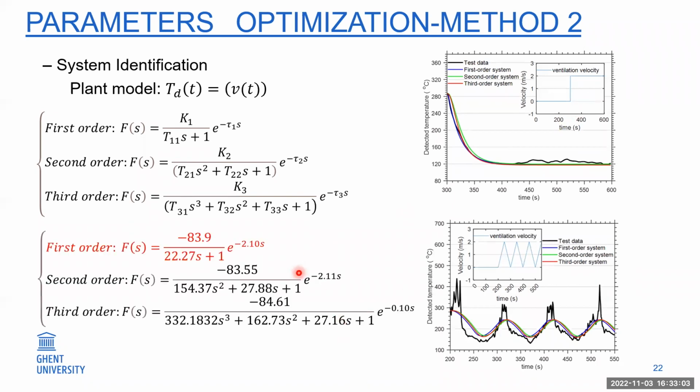By fitting this curve, we can know all of these three plant models, and we test this plant model with a triangle signal of the ventilation velocity. We can see the predicted curves also agree well with the real data. So for simplification, we don't need the second order and the third order. We just choose the first order because the three curves are very similar in the end.